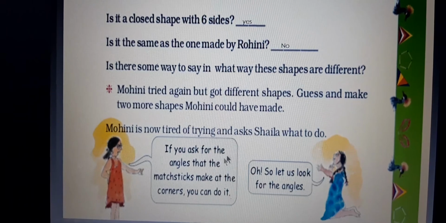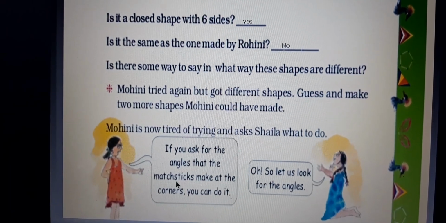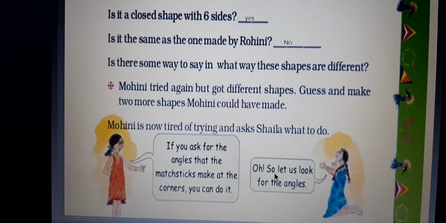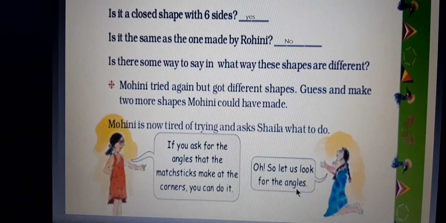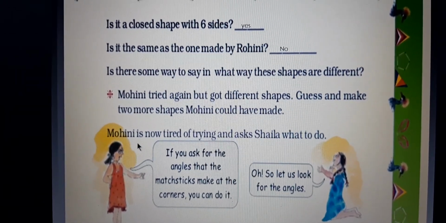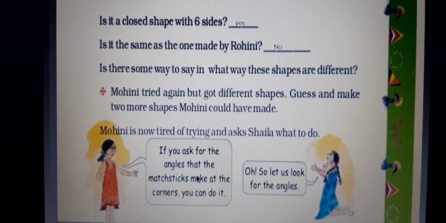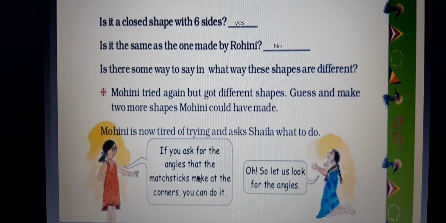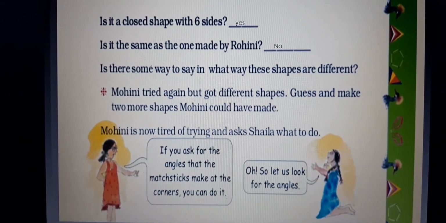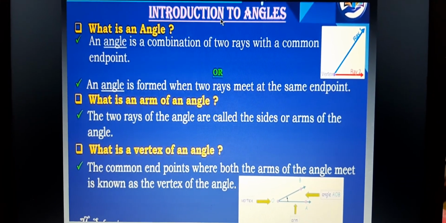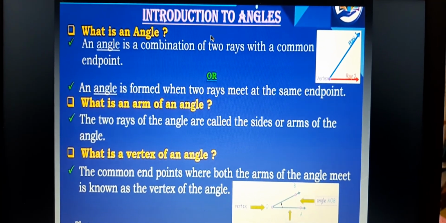If you ask for the angles that the mastics make at the corners, you can do it. Oh, so let us look for the angles. Means Shaila gave a hint that if you go with the angles, you can get what Rohini did. Okay, now we'll see about the angles. So here comes the introduction to angles. Then we'll go with the other activity.